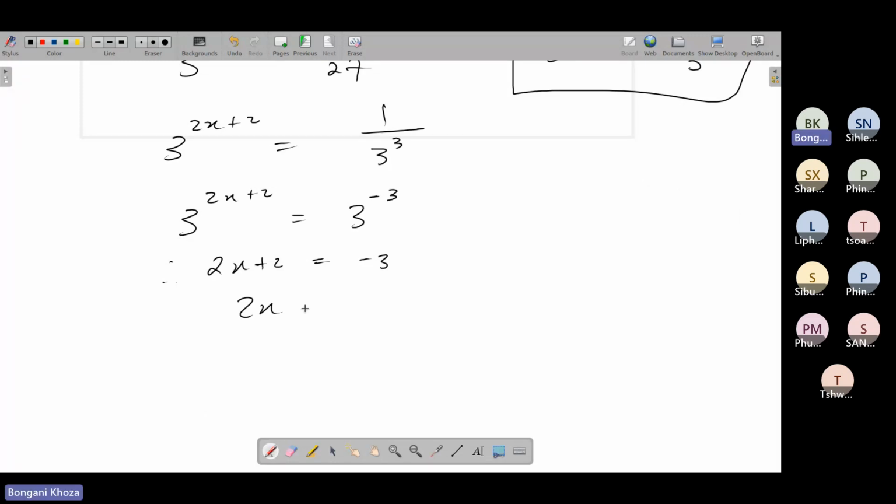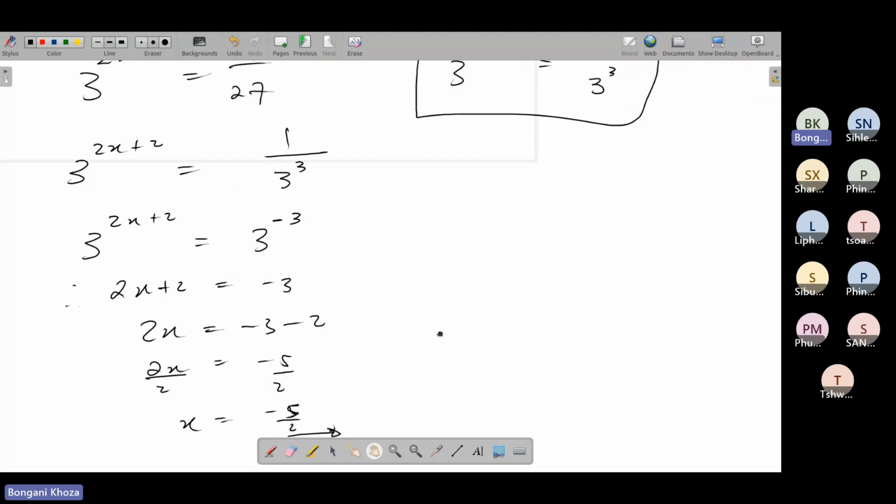So this will be 2x equals -3 minus 2, and then 2x is equal to -5. Then divide by 2, and your x is equal to -5 over 2, like that. So that's our answer. Again, we try to check if this is correct.